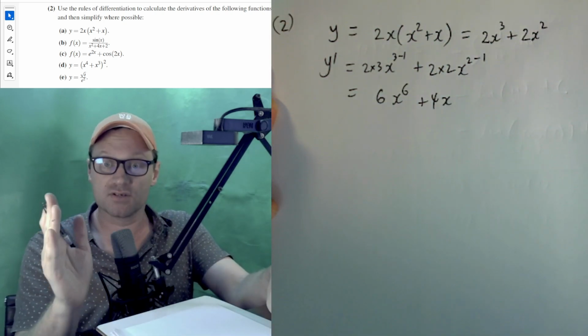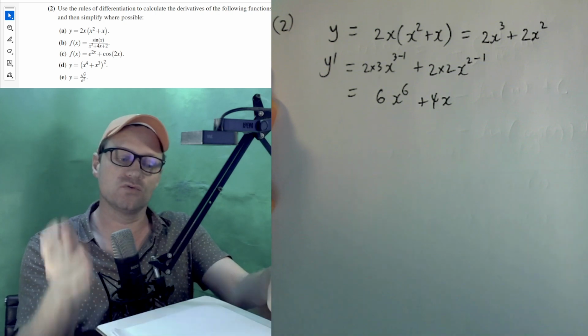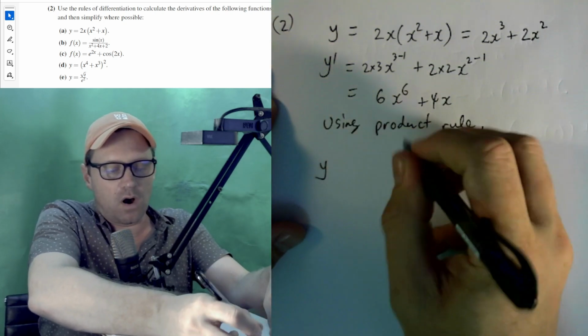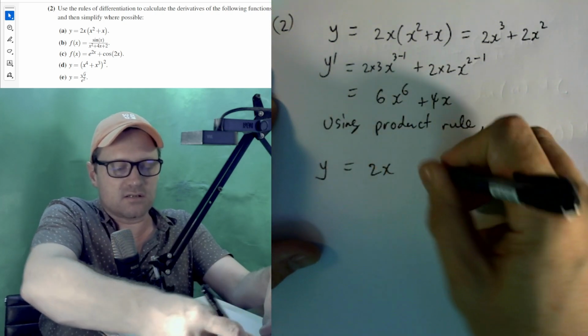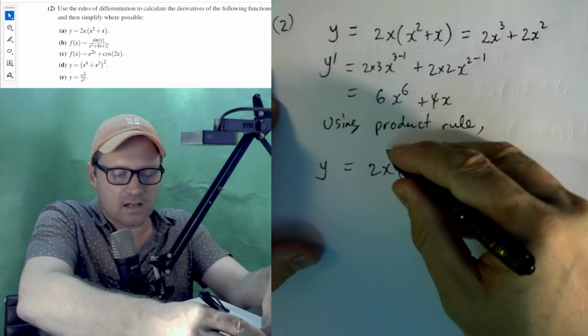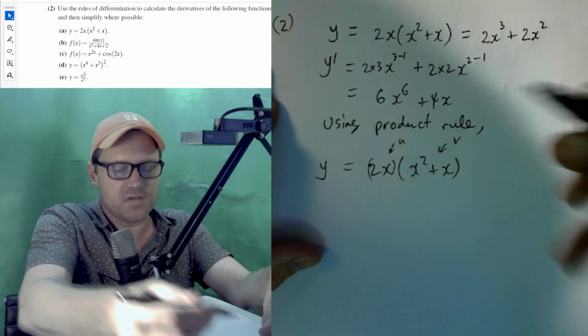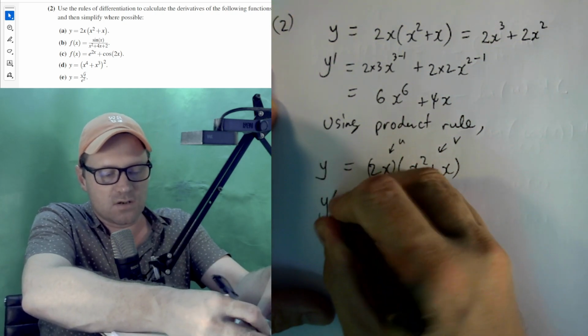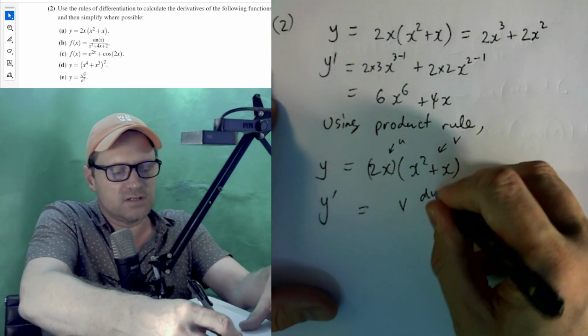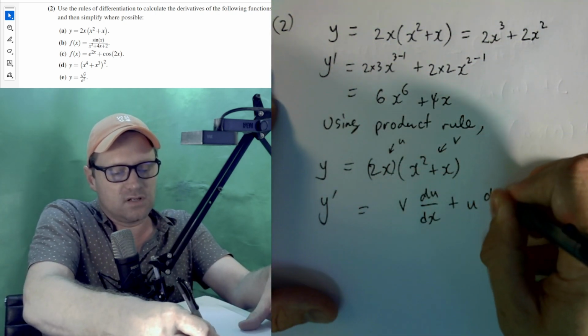All right, now let's do this as well using the product rule. So we have y is equal to 2x times x squared plus x. Now let's call this first one u, and let's call this v. So the product rule says y dash is v du on dx plus u dv on dx.